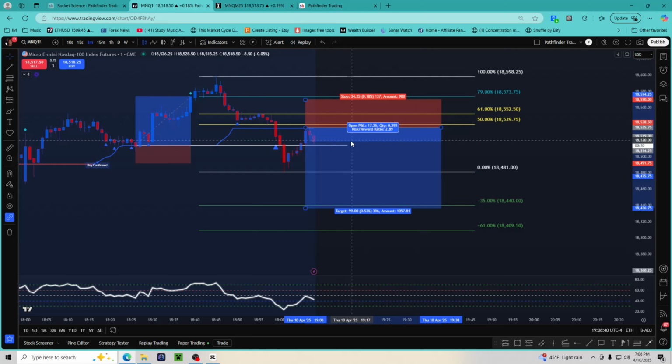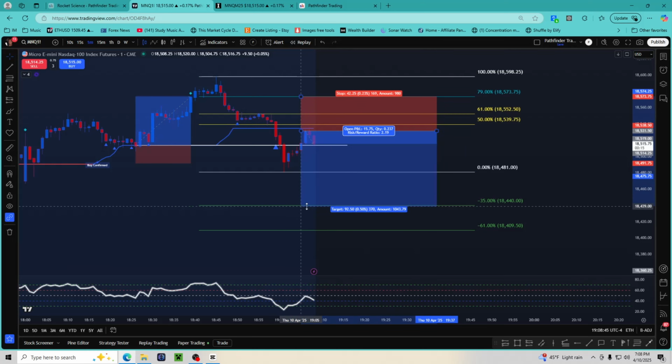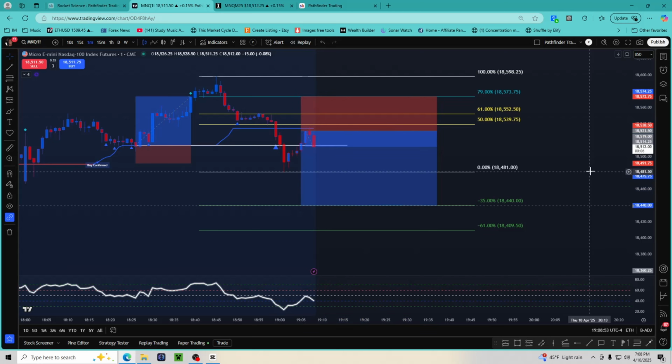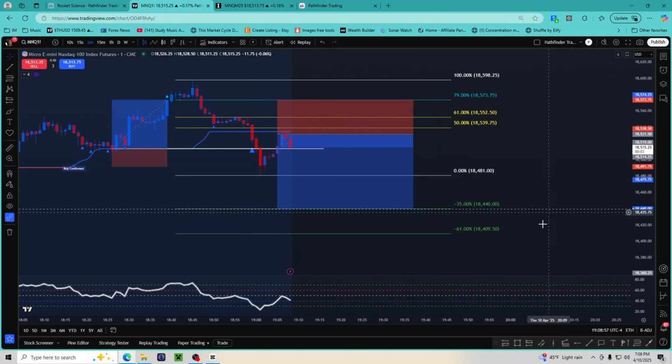So we're in from right here to here to here for a 1 to 2 risk to reward ratio trade. And as you can see, market is starting to take off from there. And hopefully this will continue down and give me the trade I want, but I wanted to show you that sell entry on the reversals.